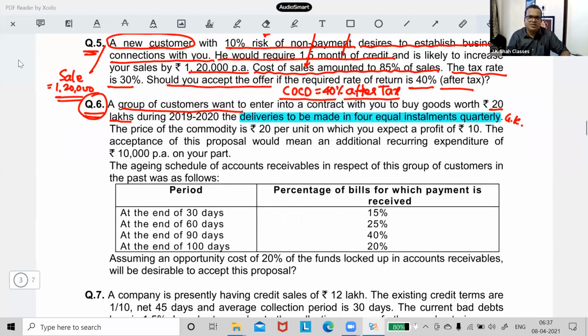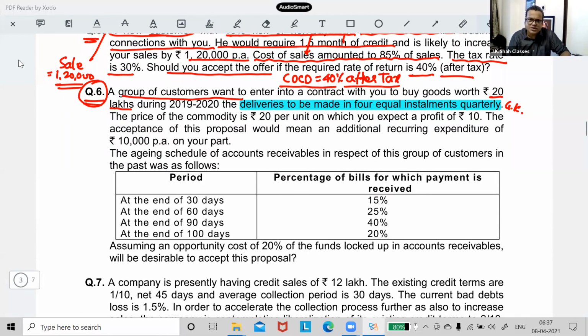The price of commodity is 20 rupees per unit. That is the selling price on which you expect a profit of 10. So what is the setup, guys? Selling price is 20, cost is 10, profit is 10. Sir, tell us more about this cost. How much is variable? How much is fixed? See, guys, if I come to know, I will tell you.